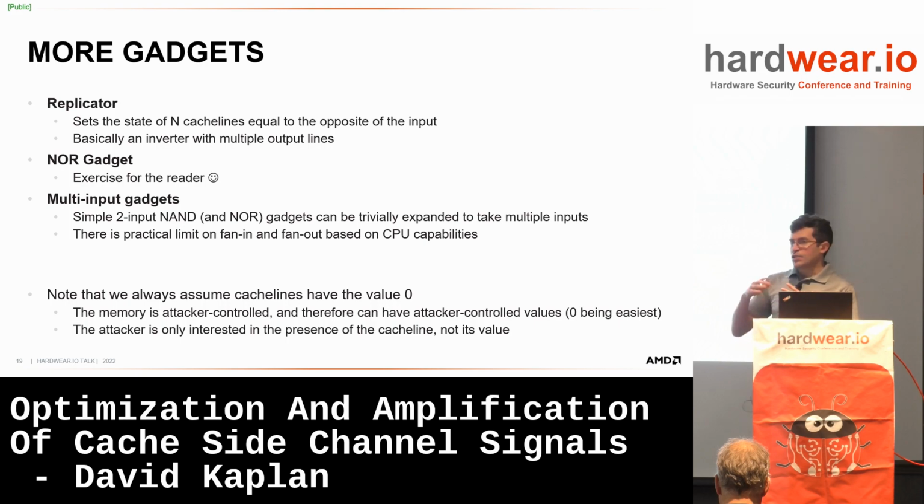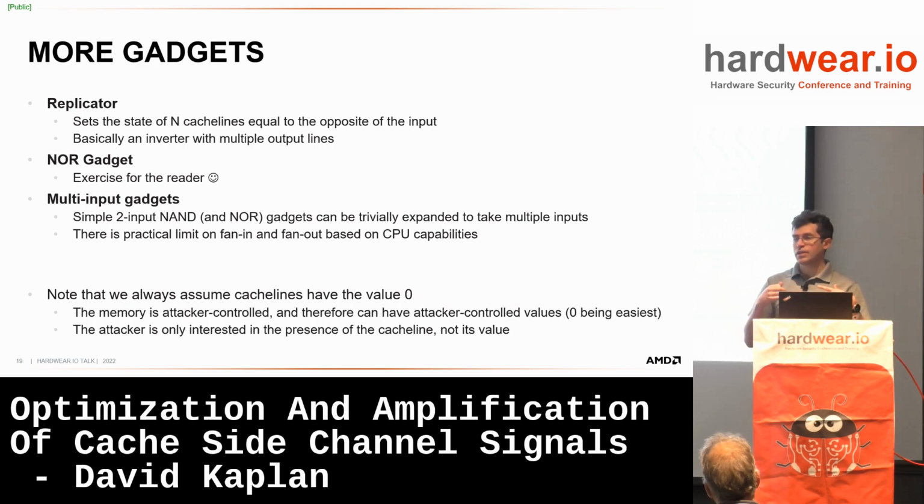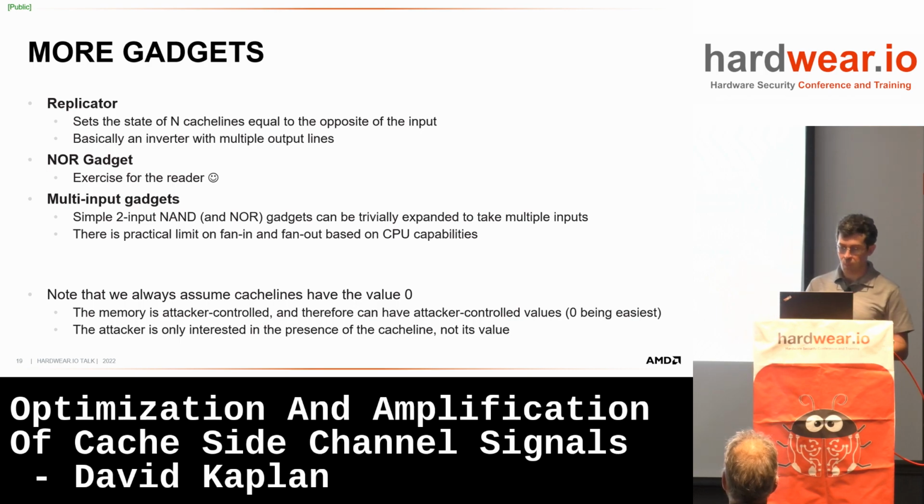You can also kind of trivially just expand these out to more inputs, right? We just showed a 2-input NAND. You can do a 4-input NAND, whatever you need to do. You may ask about why I'm always assuming things have a value of 0. That's because when you're doing a cache side channel, you control the data, right? You're just looking to see what the victim has done to the cache, whether they have touched cache lines or evicted cache lines. So just to simplify everything, we can assume that everything has a value of 0.